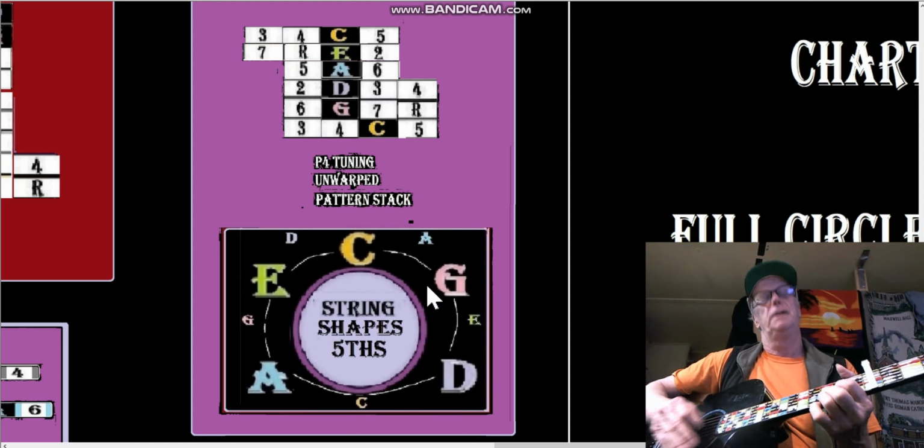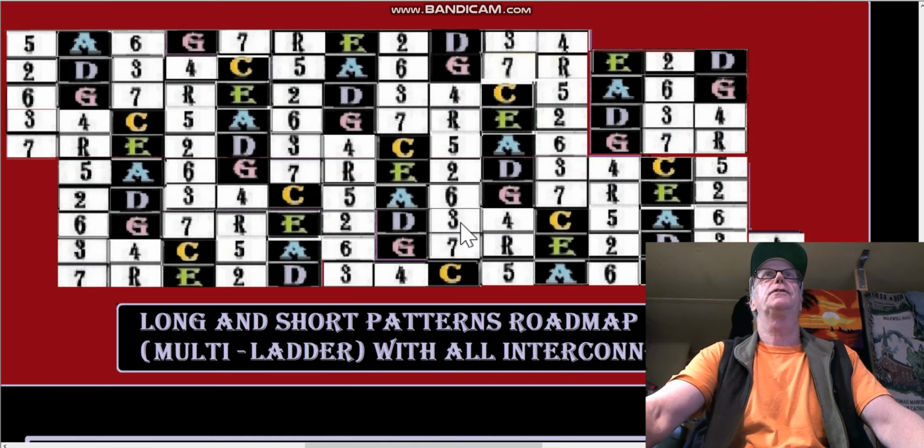The long patterns, 5, 6, 7, root, 2, 3, and 4, 5, 6, work into the picture. They're all part of the roadmap. You're just looking at different sets of numbers here. 5, 6, 7, root, 2, 3, 4, 5, 6.